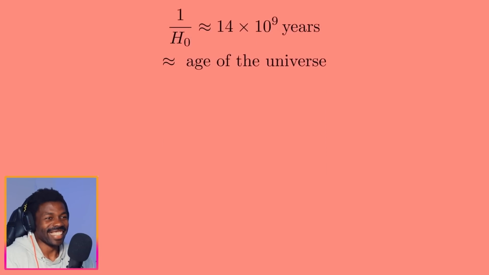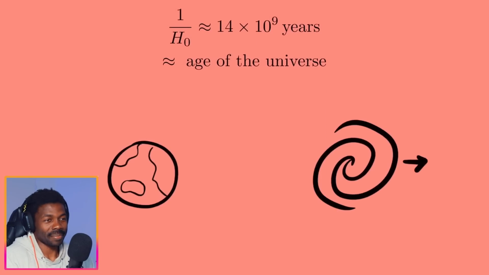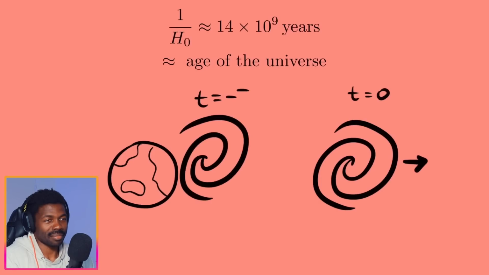Now, the intuition behind this is as follows. Suppose a galaxy is moving away from us. If we assume it's always been moving at the same speed, then at some point in the past, it must have been right next to us. How long ago was this? Well, time is distance divided by speed, so it will be the distance to the galaxy divided by its velocity. But this is just the reciprocal of the Hubble constant, so the galaxy began its journey away from us 14 billion years ago. But this is true for every galaxy.